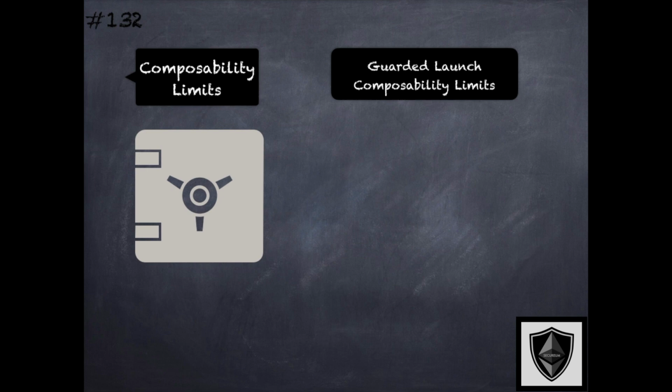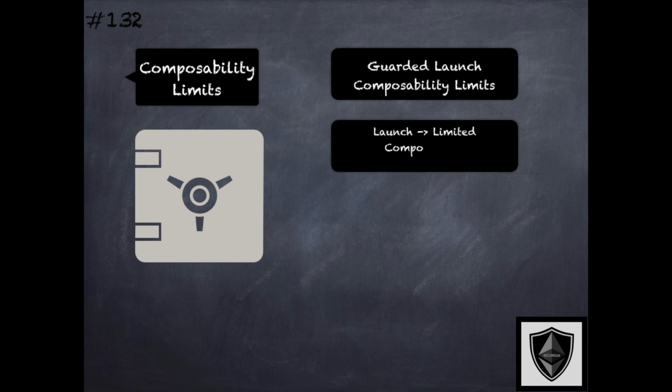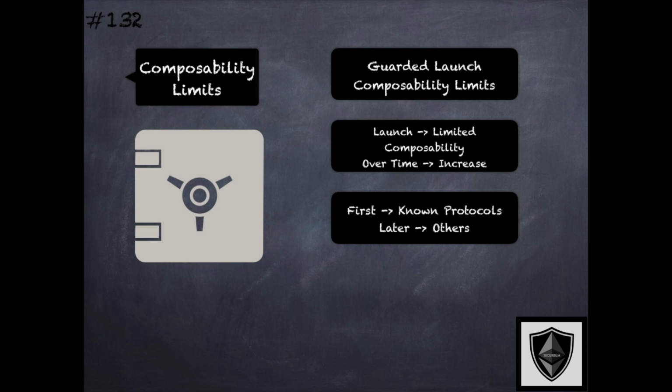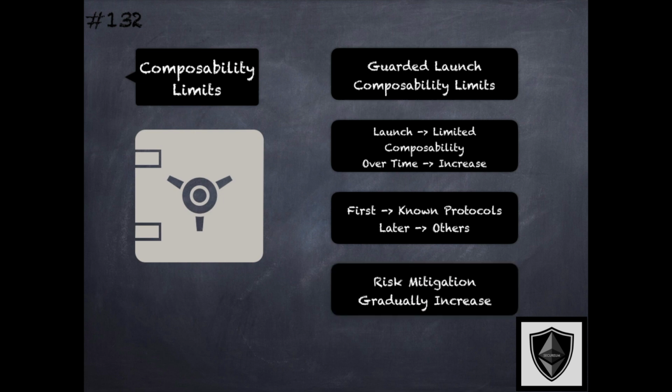And one way to approach it is to again impose limits on composability, where upon launch, the application is only allowed to be composed or interact with known applications or protocols. And over time, extend this to arbitrary external smart contract applications that may pose an additional or increased risk. So this gradual increase of exposure from whitelisted or trusted contracts extending to arbitrary untrusted contracts is another guarded launch approach.